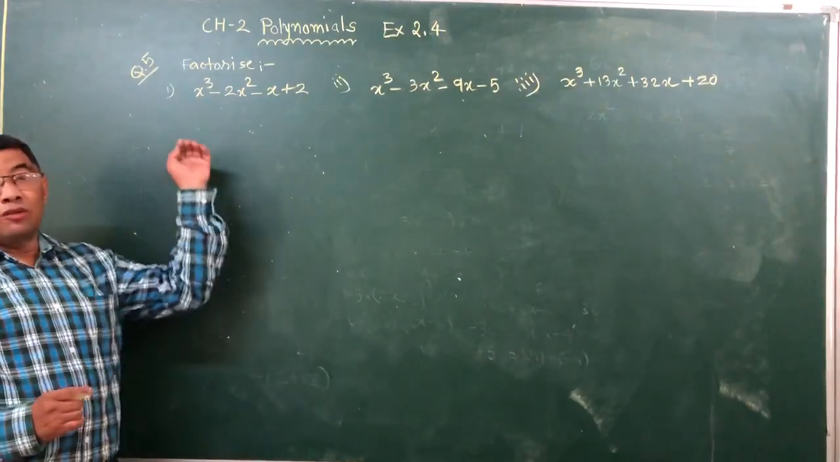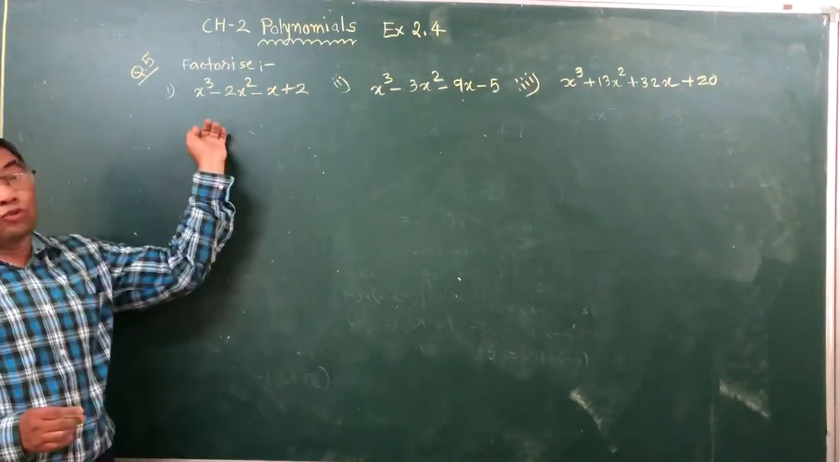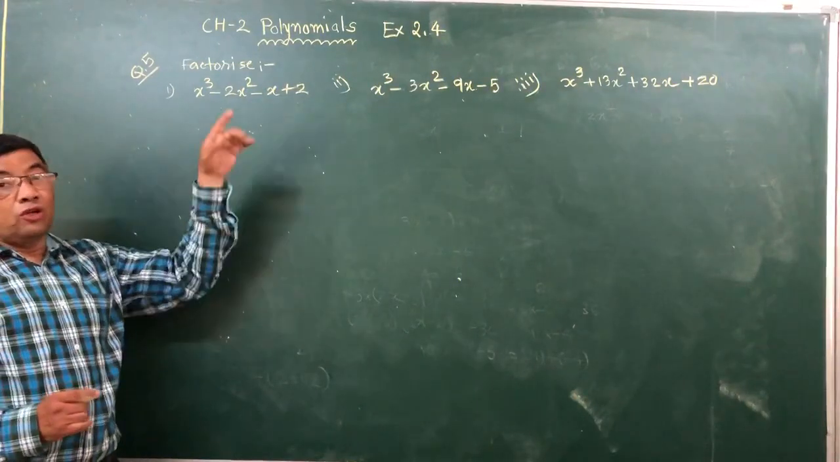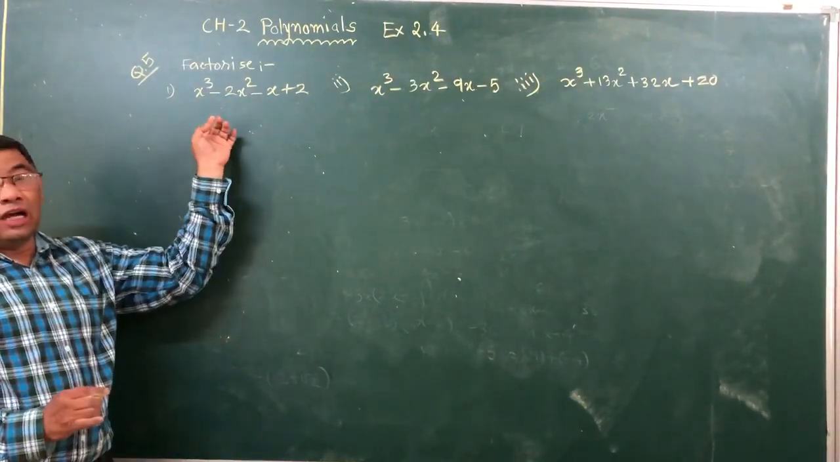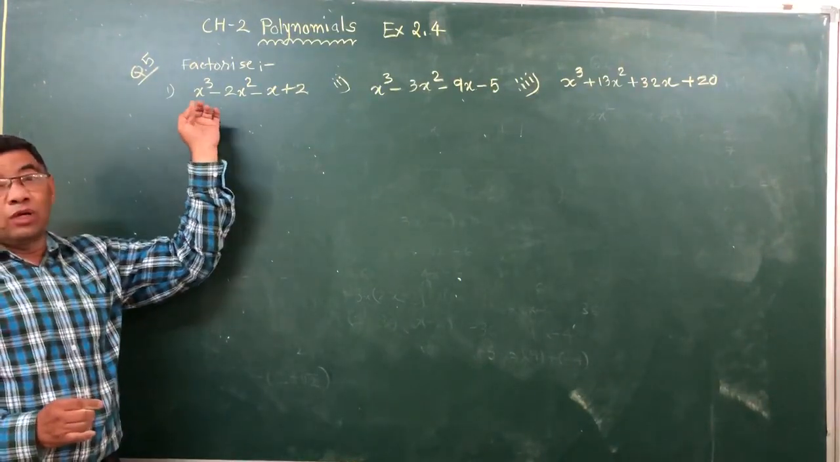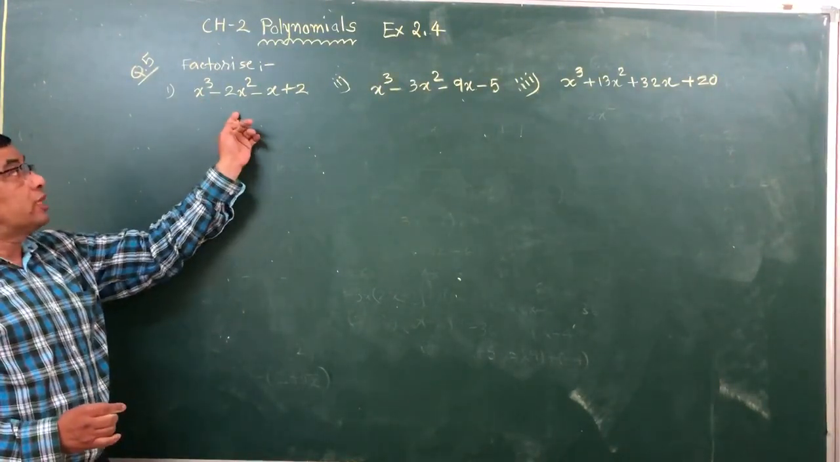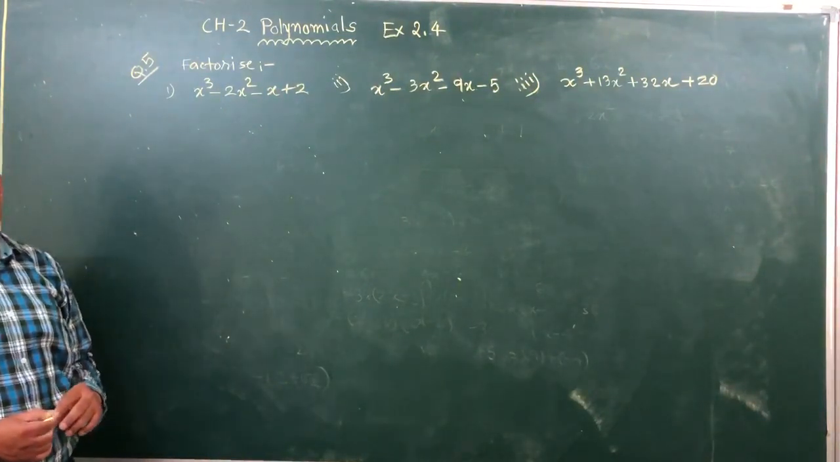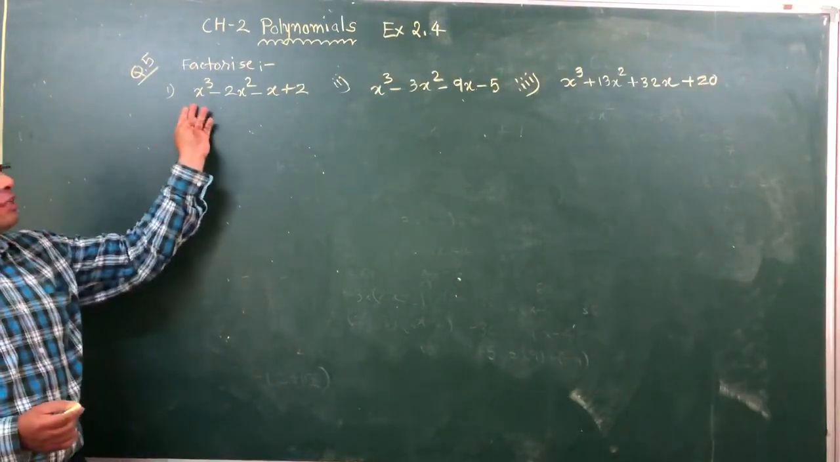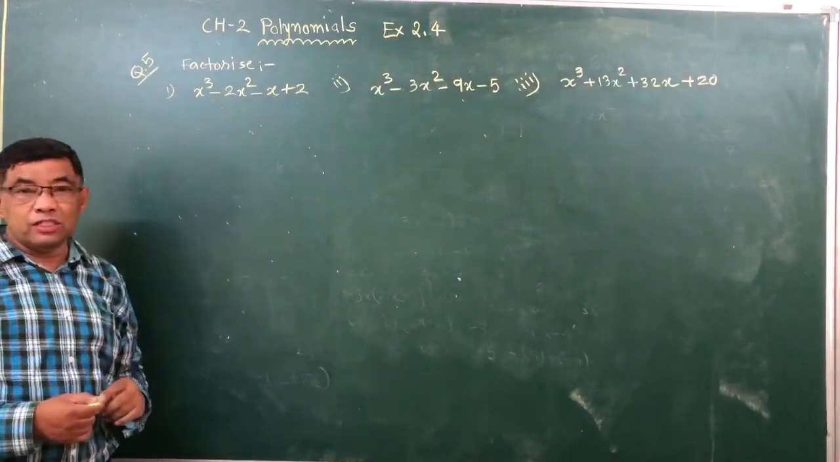Now we see question number 4 in exercise 2.4. This question is also factorization, but the question starts with x cube now: x cube minus 2x square minus x plus 2. So how do we factorize when it starts with the power 3, x cube?